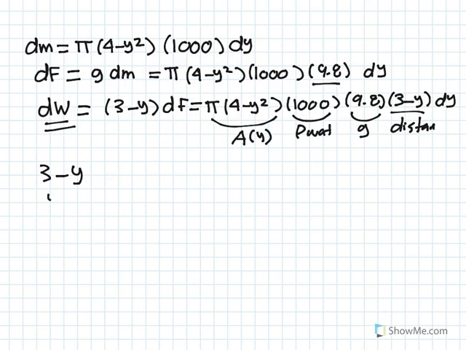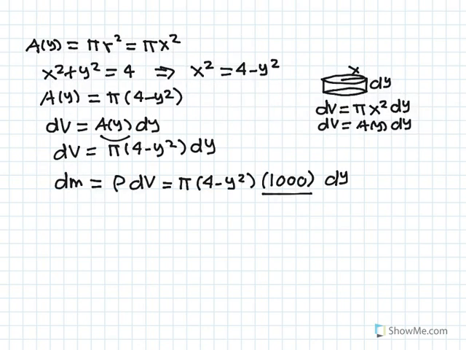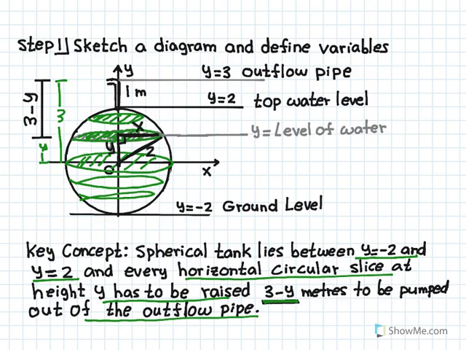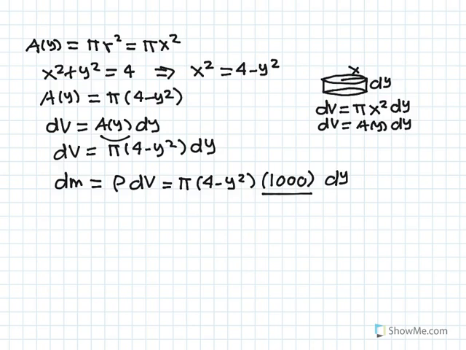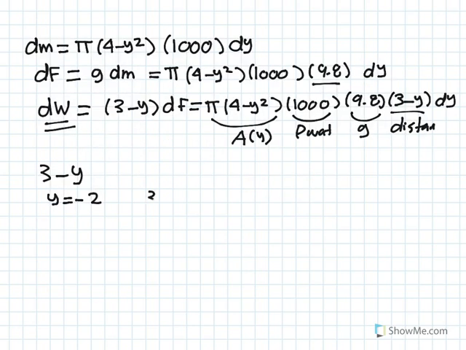If 3 minus y works for the ground level and the top level, it should work for all slices in between. Let's check y equals minus 2. If we go back to the diagram, how much distance does a slice of water at y equals minus 2 have to travel to get to the top? Well, there's 2 meters. This radius plus 2, that's 4, plus 1 is 5. 5 meters. Let's check it. So we have 3 minus y. That's going to give us 3 minus minus 2 is equal to 5. That works out.